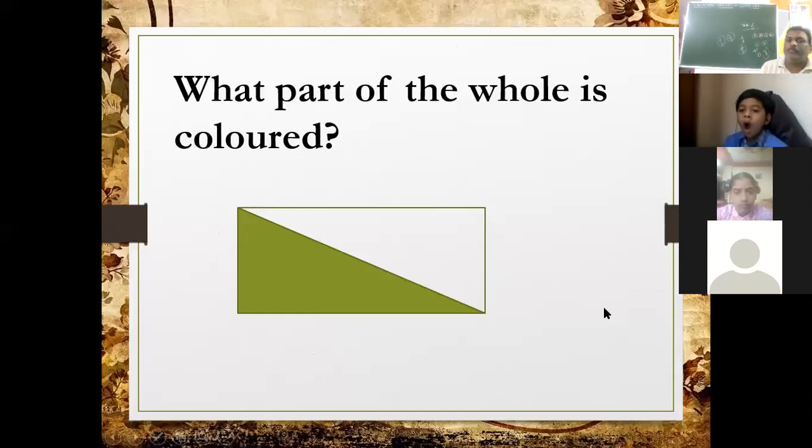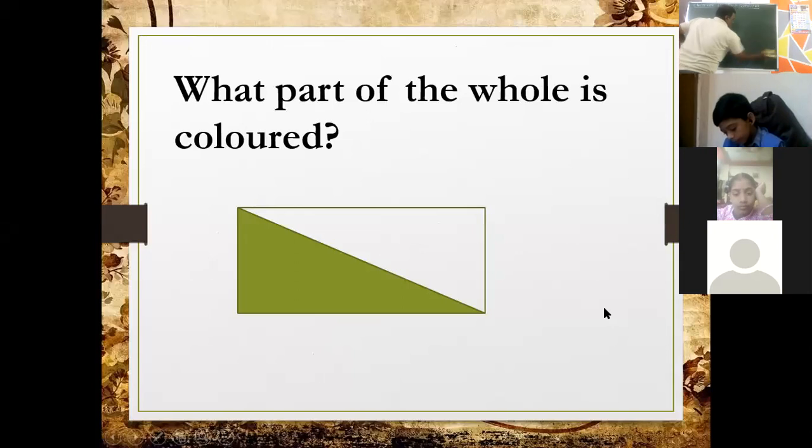Look at this. The rectangle is divided into 2 equal parts. Rectangle division we have already seen in the first example. Now, out of 2 parts, how many parts are shaded? How many parts are colored? This part is colored. So out of 2, 1 part is colored. Out of 2 equal parts, 1 portion is colored. So half of the rectangle is colored.